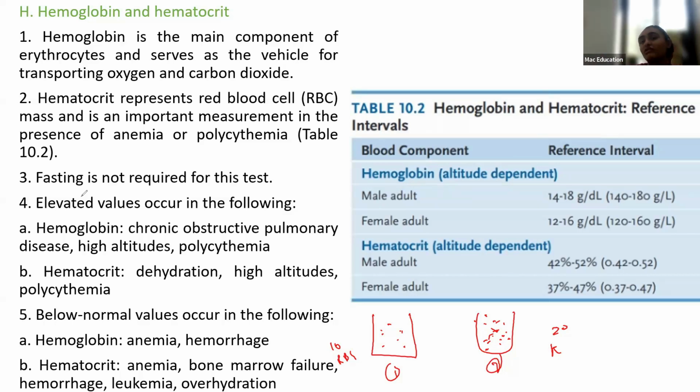There is a normal level of hematocrit, but due to dehydration the concentration will rise. So the hematocrit value elevates in dehydration, in higher altitudes as RBC production increases, and in the condition of polycythemia.